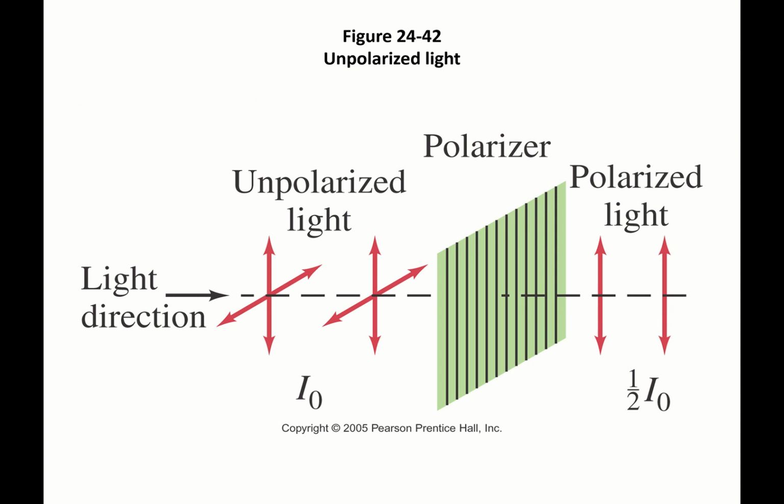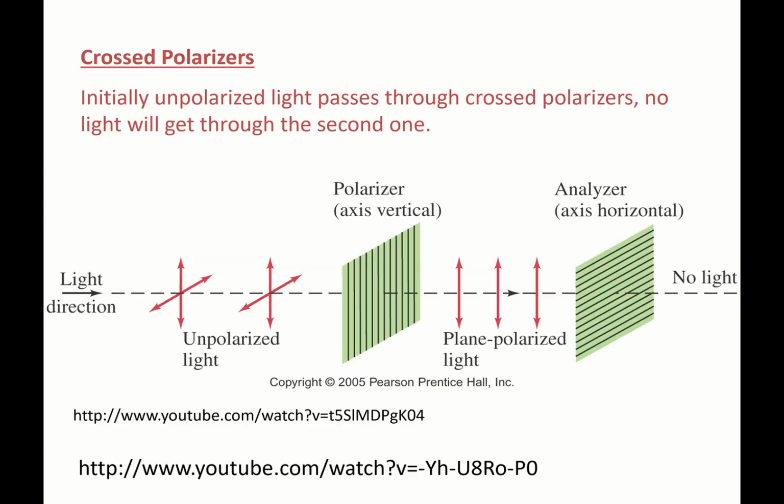If we have unpolarized light shining through a polarizer, remember it's completely random coming in, so on average, half of the electric field is going to be vertical and half of it is going to be horizontal, so half of it will be blocked and half of it will get through. So when unpolarized light hits a polarizer, 50% of the light will get through it.